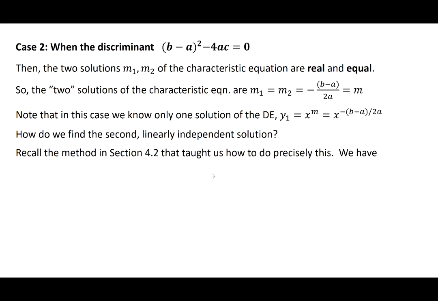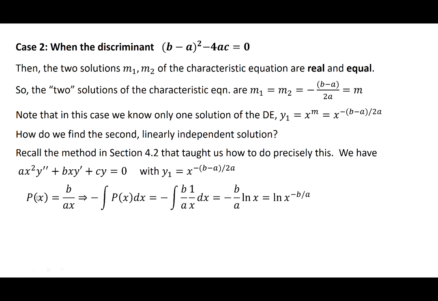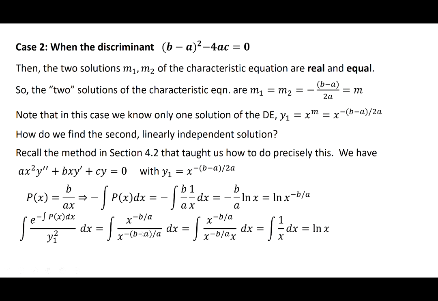I'll just show you what happens in this case. If you were to have a generic ax square y double prime and it turns out that the two roots are the same, that means we know one solution, and I figured out p of x, negative integral of p of x, and all of this. So e raised to natural log, e raised to negative, this whole thing just becomes natural log of x. So this is our so-called u of x. y2 is equal to y1 times u of x. You know what that means? The second solution is x to the m times natural log of x.